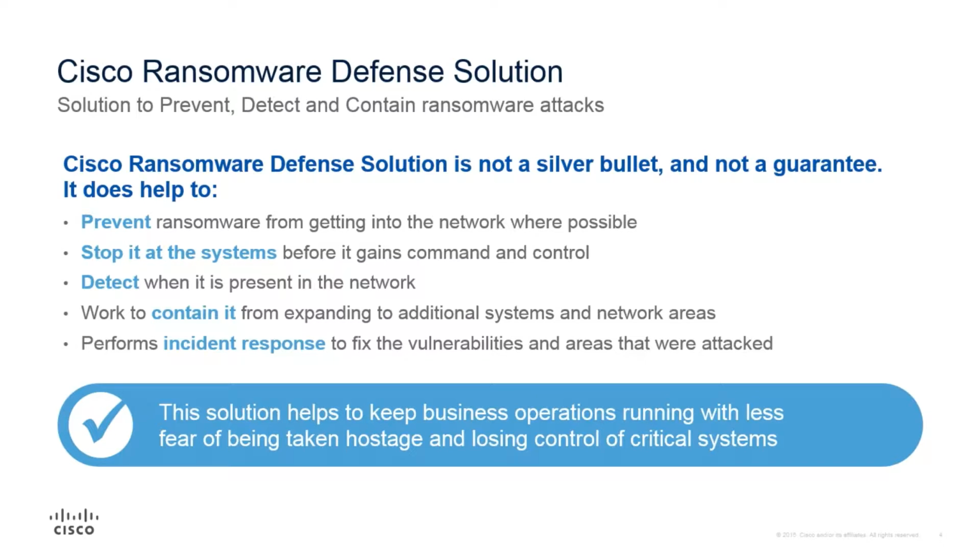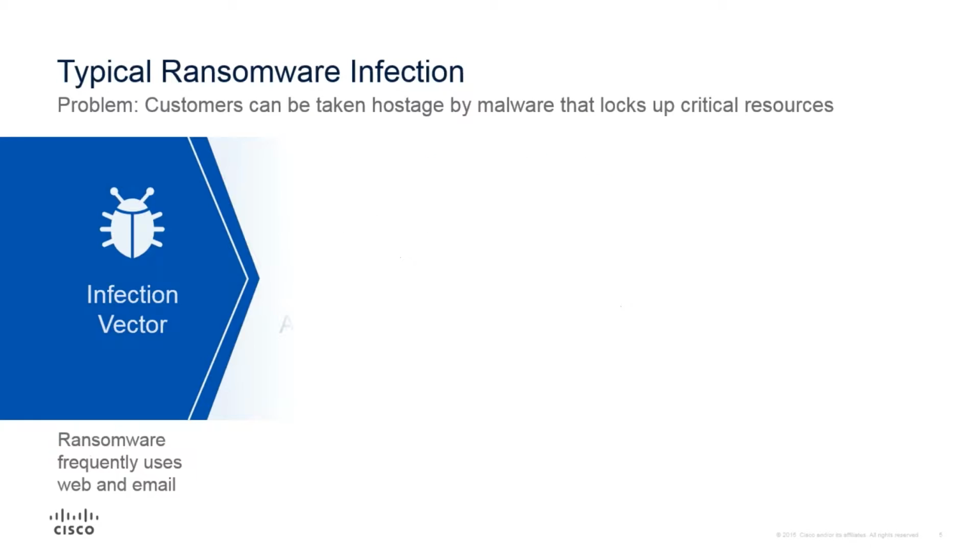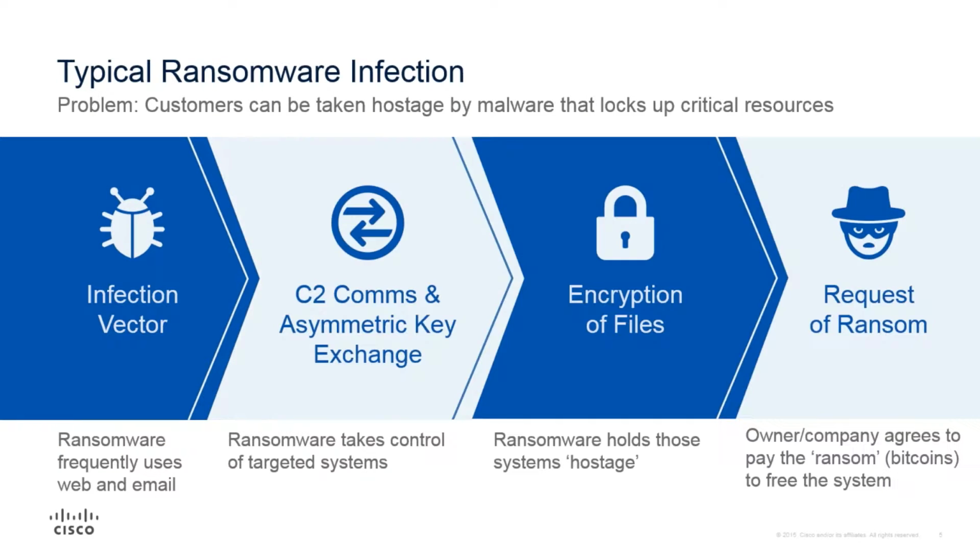So let's talk about a typical ransomware infection. How does ransomware work? Most ransomware happens in 4 stages. First, the ransomware is deployed using an infection vector. This is often through an email attachment, a hyperlink, or a malicious website. Second, the ransomware is going to call back to its controlling infrastructure and generate an encryption key.